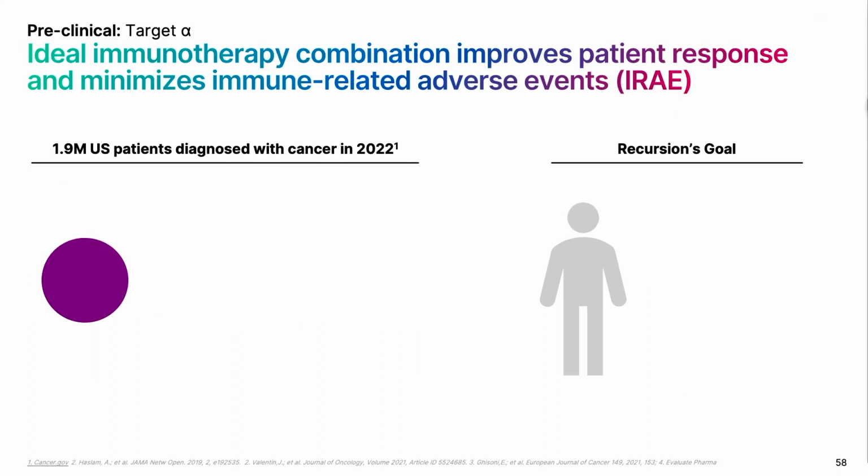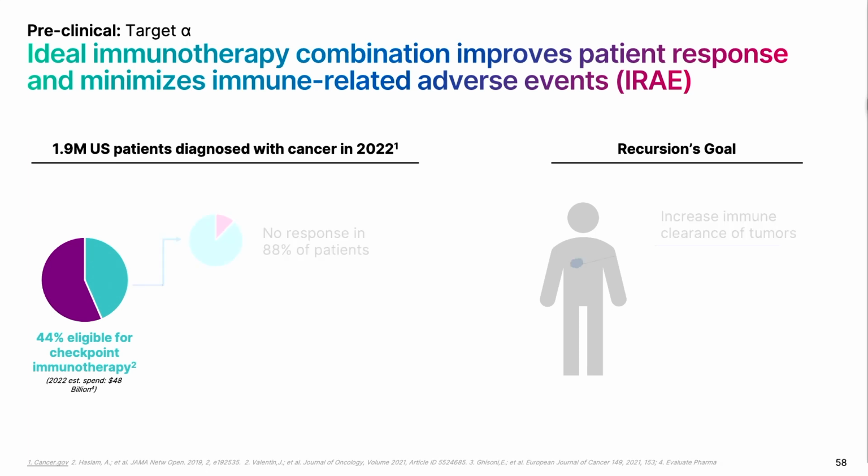So we all know the story of immunotherapy. We all have probably heard 1,000 pitches for immunotherapy drugs or combinations with immunotherapy, and I'm going to tell you that this one is a little bit different. In traditional immunotherapy, we know that of the 44% of patients that are eligible, a huge fraction of those patients don't actually respond to immunotherapy alone, upwards of 88%.